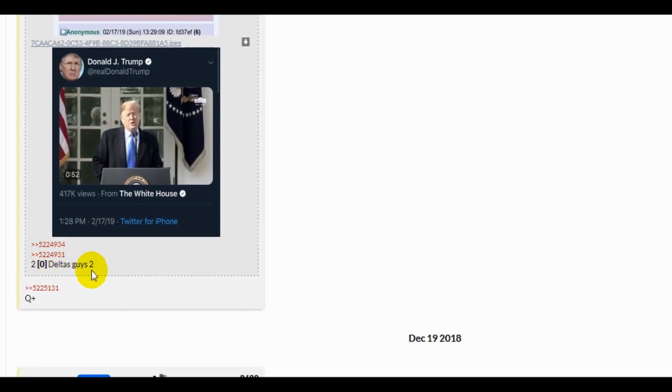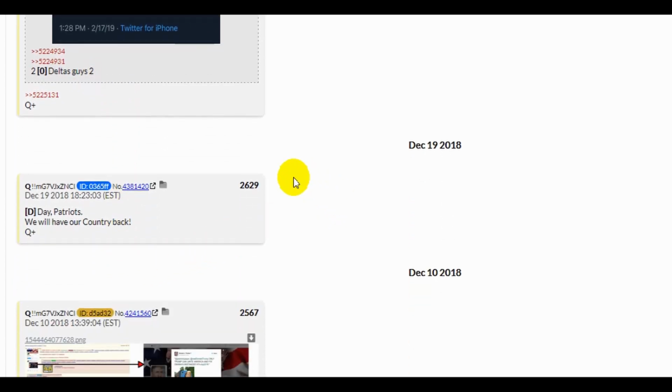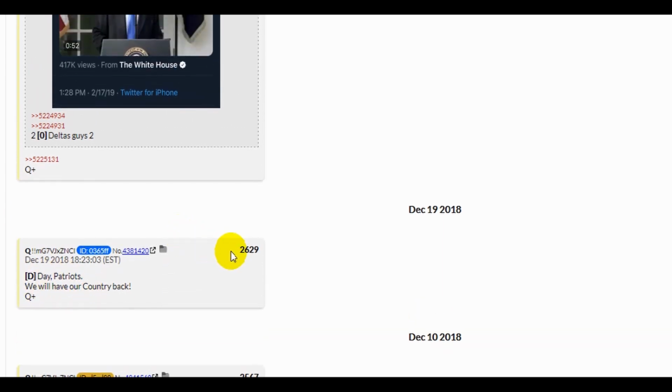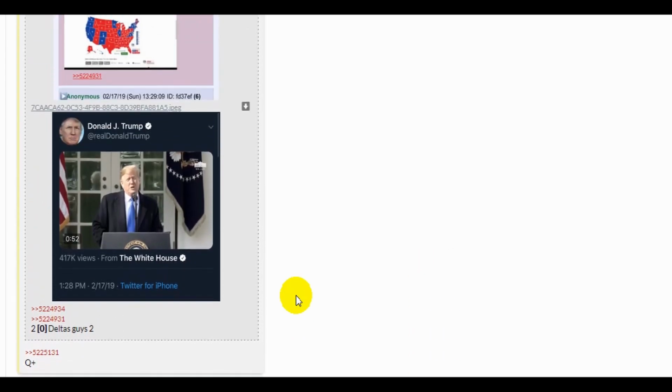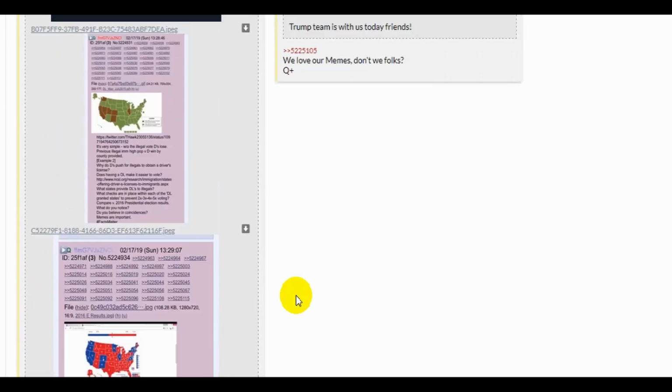There's a theory in the Q community that everything is offset by 2 years. So this post, December 19, 2018, is actually representing an event that will happen December 19, 2020. So apparently, if that's the case, some 8 or so months from now, we'll have another D-Day. And again, at that point, we'll get our country back. And by that, I mean the United States.